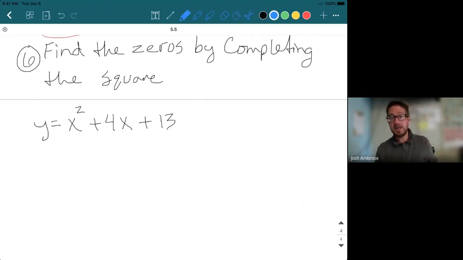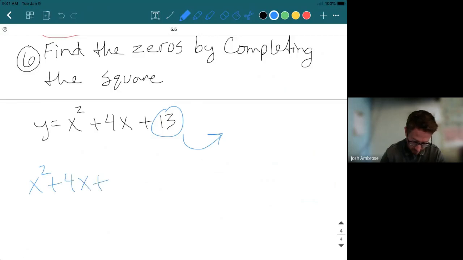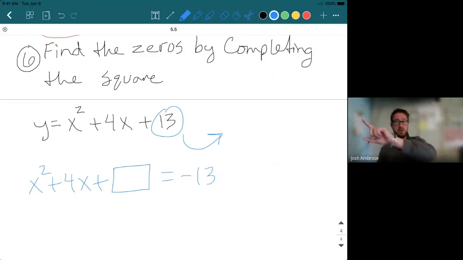So we're going to use completing the square. You can see this is not a perfect square trinomial. So we're going to have to take that 13, put it over to the other side totally by itself, and solve for a brand new c value. Remember completing the square. x squared plus 4x plus, we're going to create a brand new c value, equals -13. Remember, I moved the 13 over, and then we're going to have to say plus, and we're still going to have a new c value.